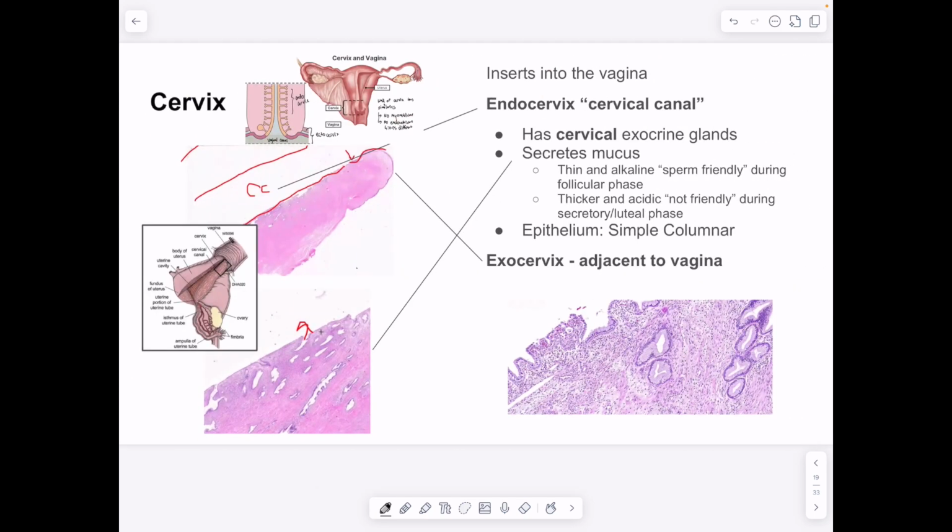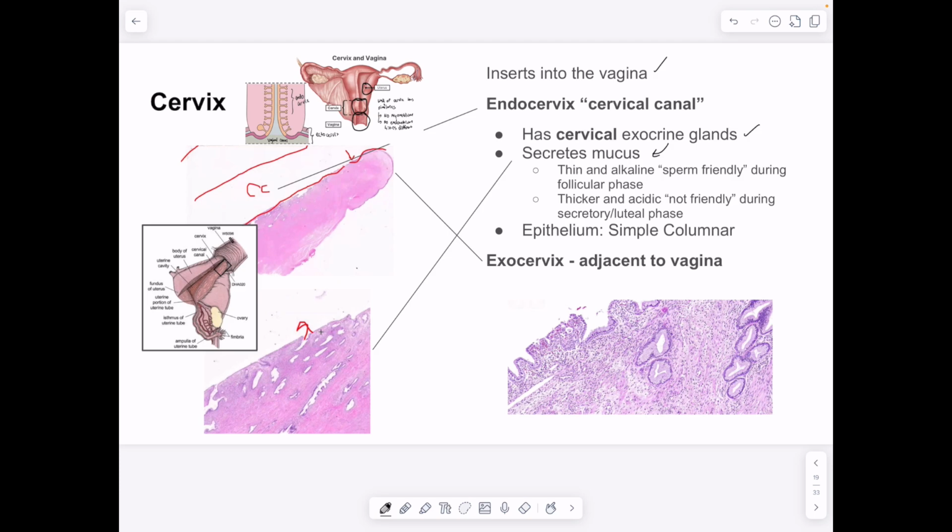All right, so moving on. Now we have the cervix. So it's kind of abrupt, but all right, so endometrium of the uterus, and then the end of the uterus ends in the cervix, and then we have the vagina. So the cervix inserts into the vagina, as we just said. It has cervical exocrine glands, which are secreting mucus onto the surface, and this is exocrine function.